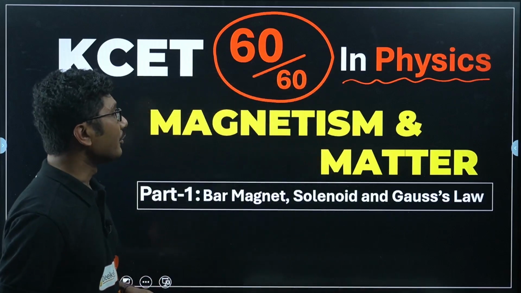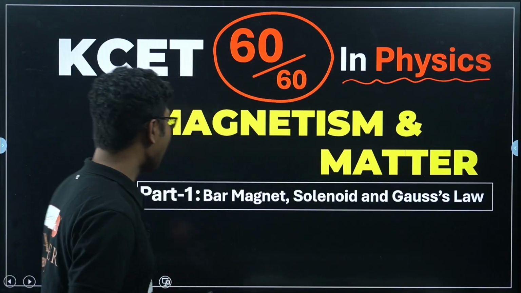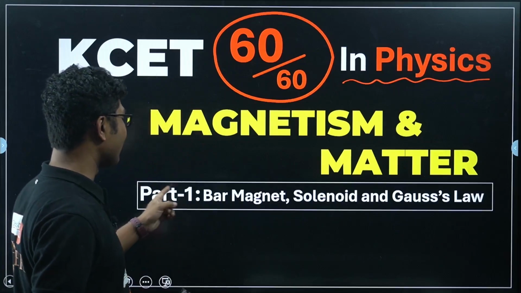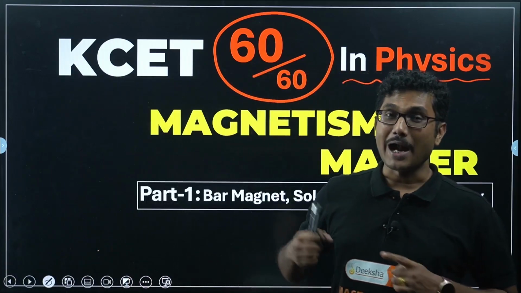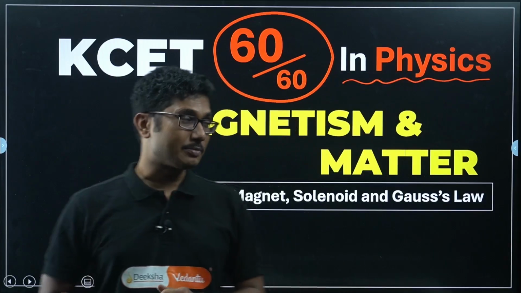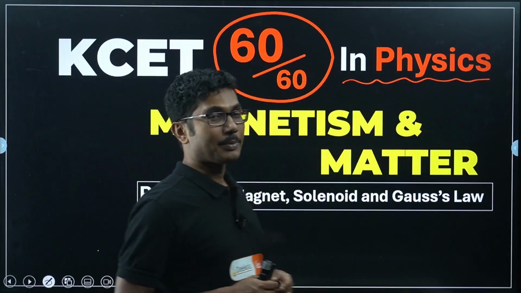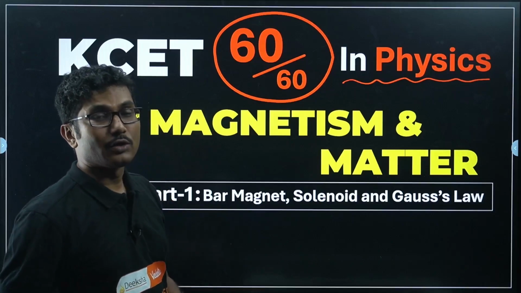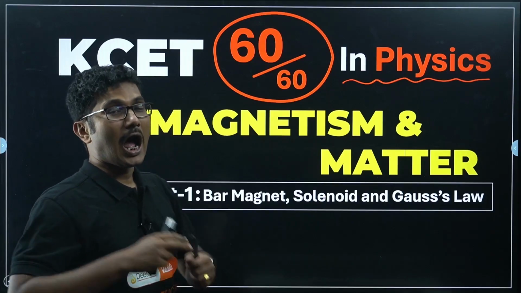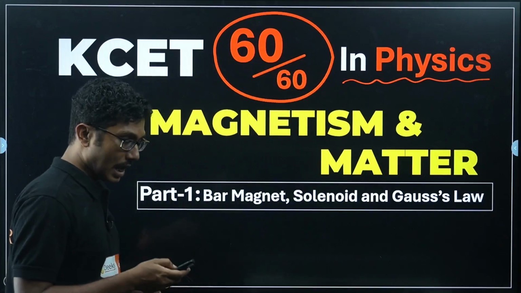So today we are going to discuss magnetism and matter, and in this part we are going to discuss bar magnet, solenoid and Gauss's law. In part 2 we will complete this chapter. This is a small chapter, so everything will be completed within 2 parts. Now from this chapter we generally get 2 questions every year. I will show all the previous year questions as well when this chapter is over.